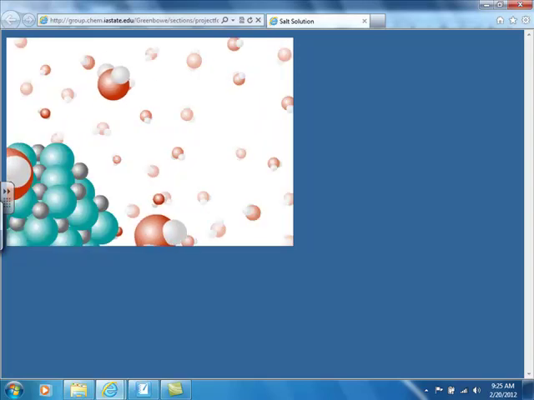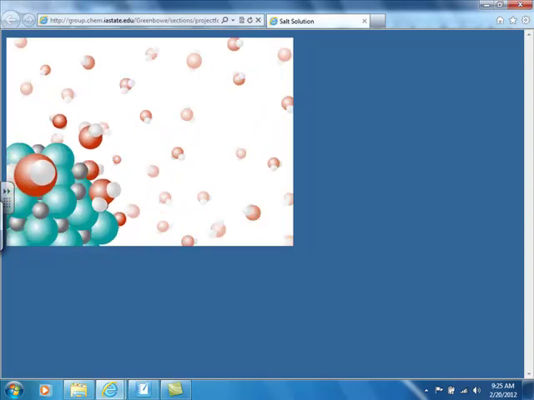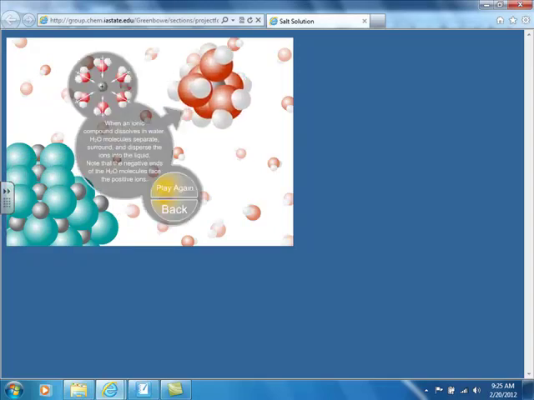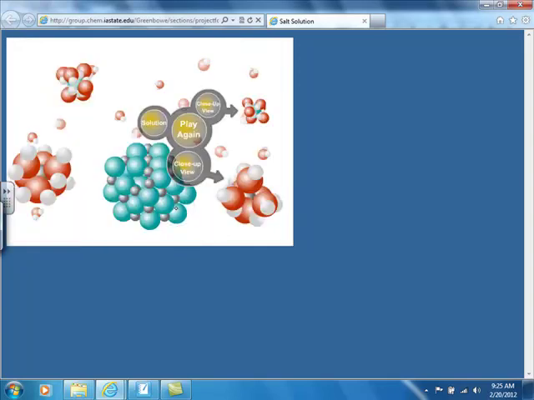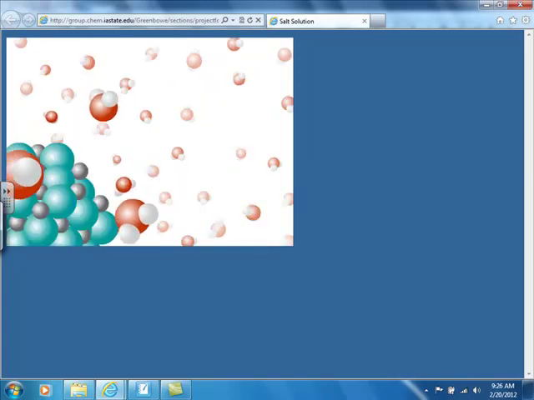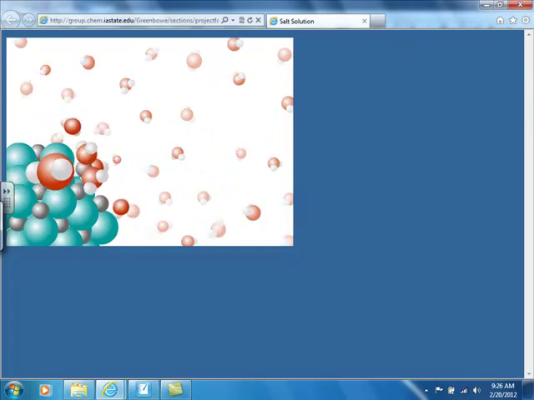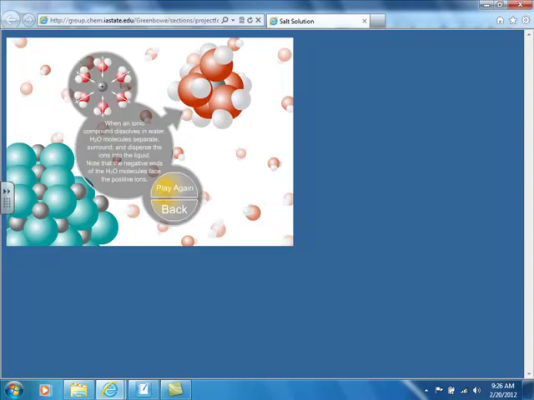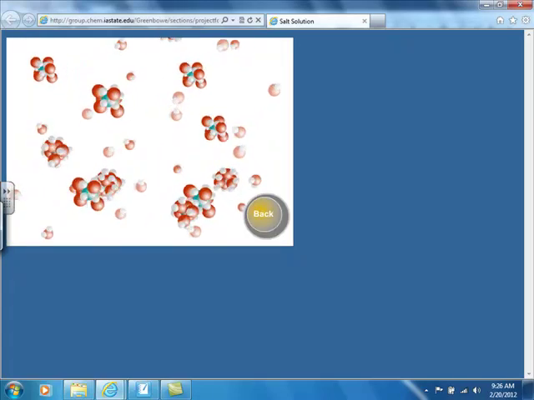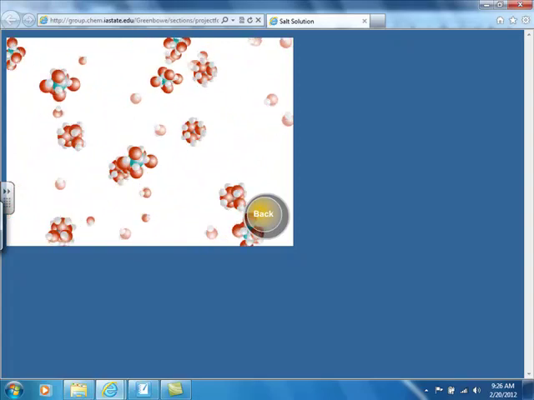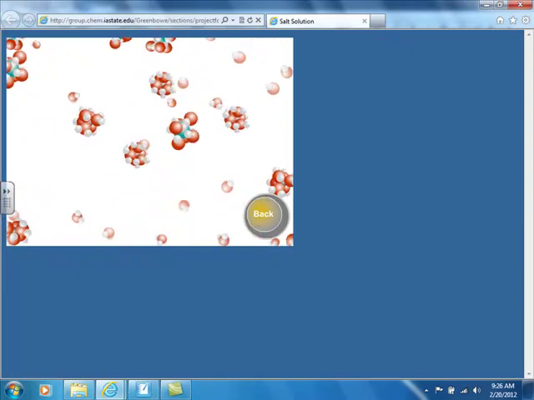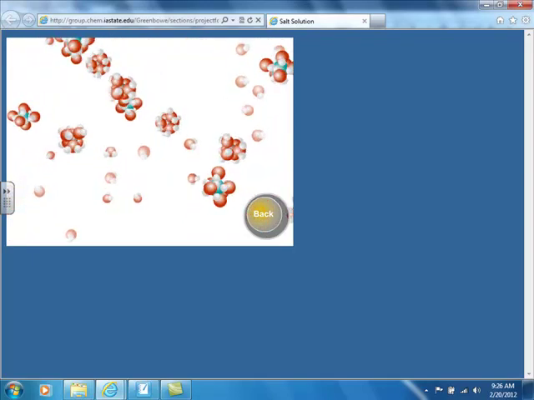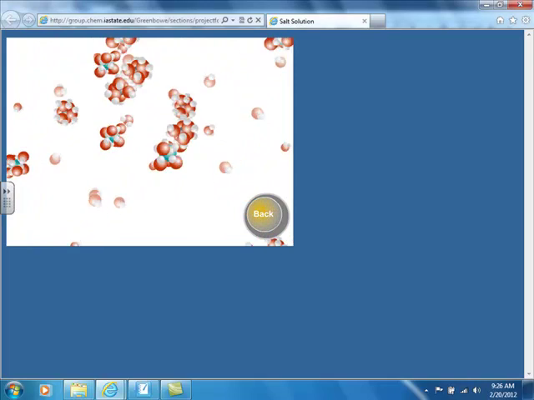If we look at the other part of this, here's the negative side of the water molecule ripping off the positive sodium atom. Play that again. Going in, negative side rips off the positive. And then what happens in the solution is these are all surrounded by these water molecules and they no longer interact with each other. So that's kind of what's happening when every single salt dissolves.